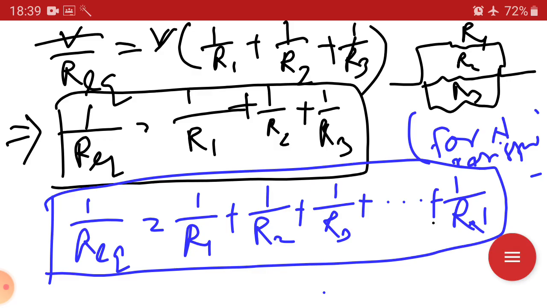So this derivation is important both for class 10 and 12 intermediate students, and for the students who have just started current electricity at the beginning level.